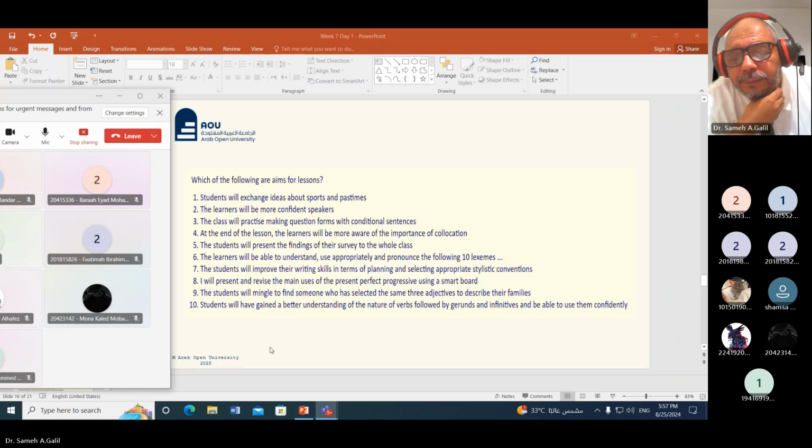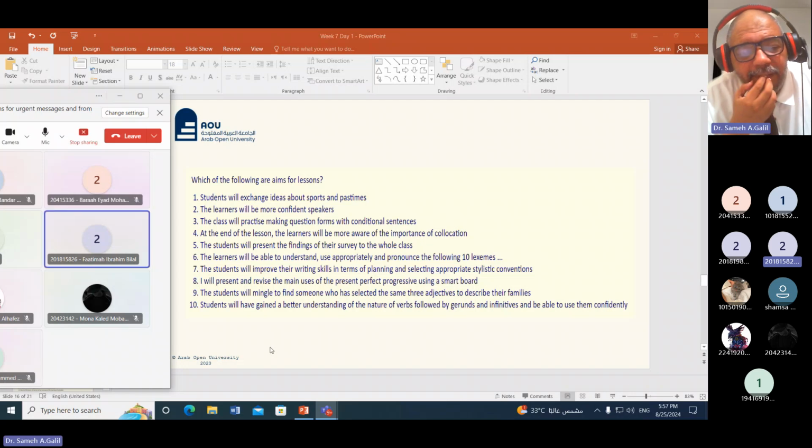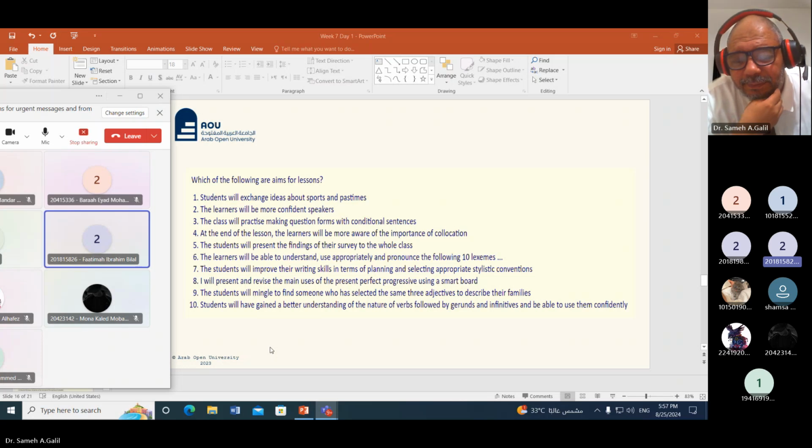9. The students will mingle to find someone who has selected the same 3 adjectives to describe their families. This is a procedure. Absolutely. Yes. Number 10.